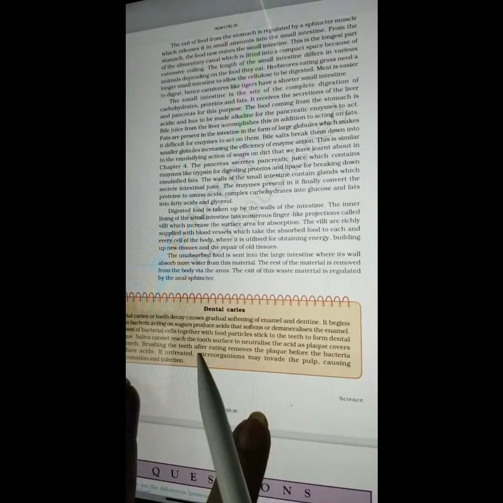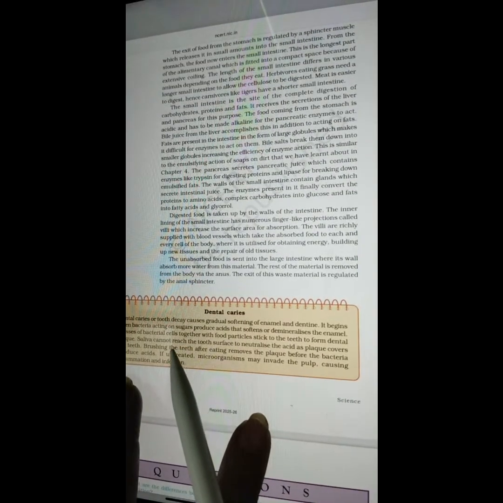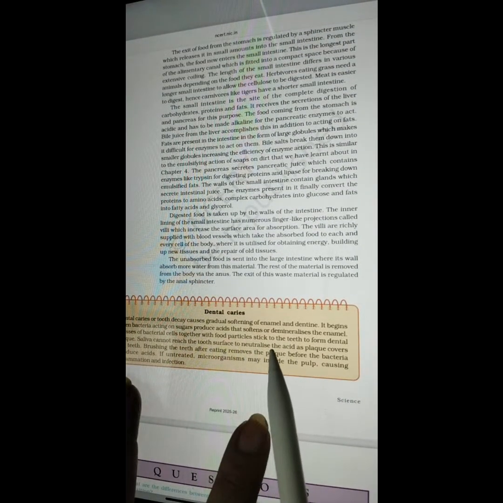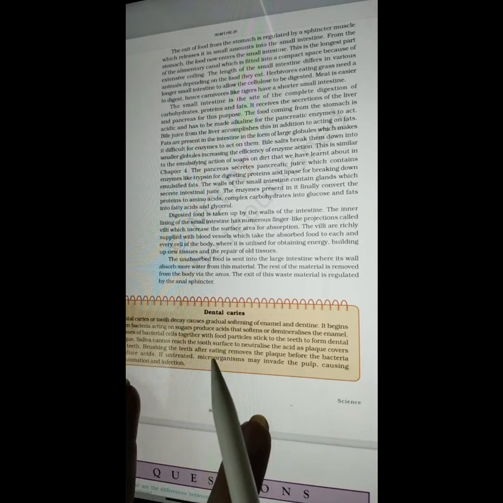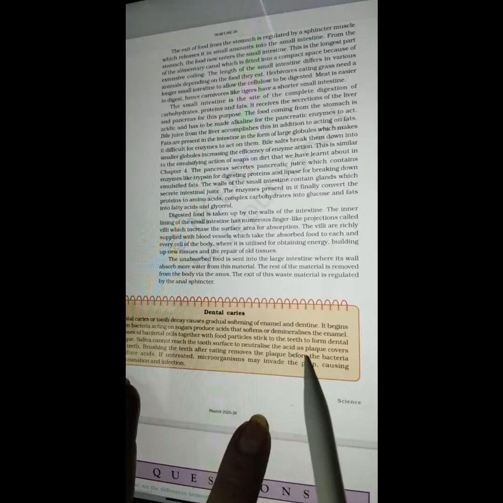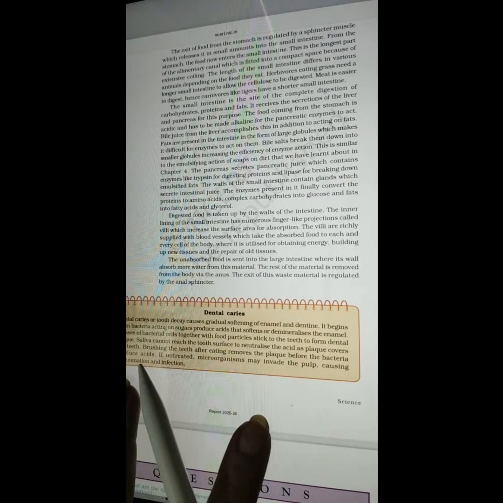Dental caries or tooth decay causes gradual softening of enamel and dentine. It begins when bacteria acting on sugars produce acid that softens or demineralizes the enamel. Masses of bacterial cells together with food particles stick to the teeth to form dental plaque.